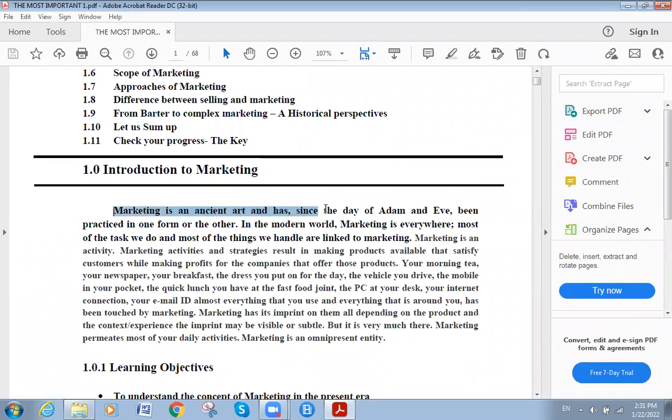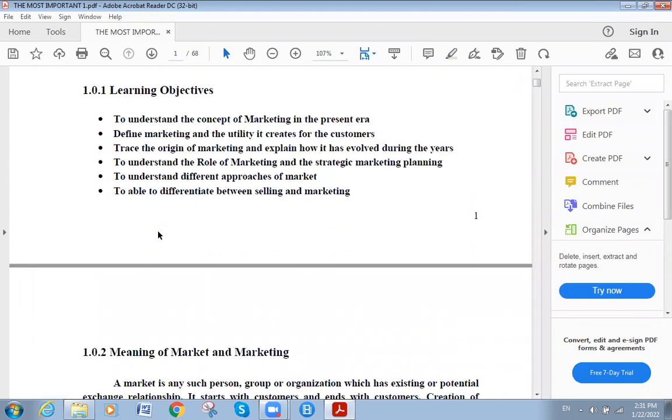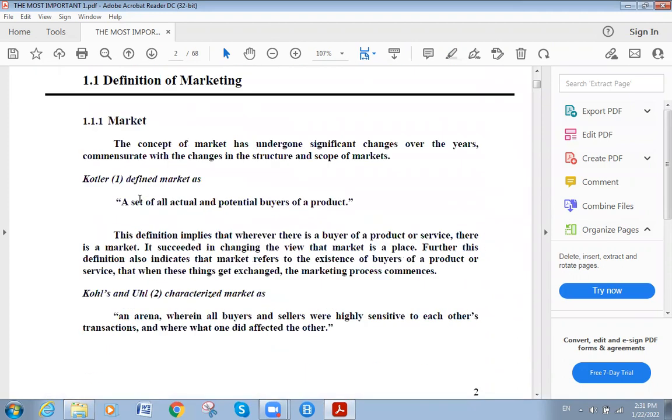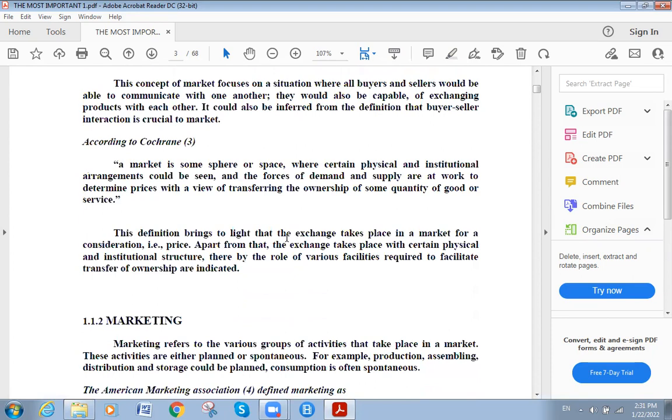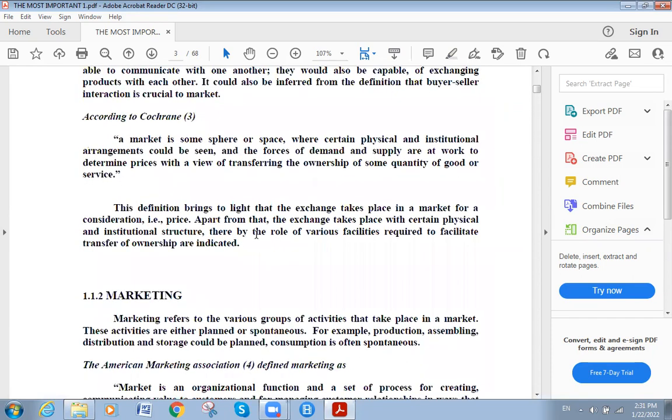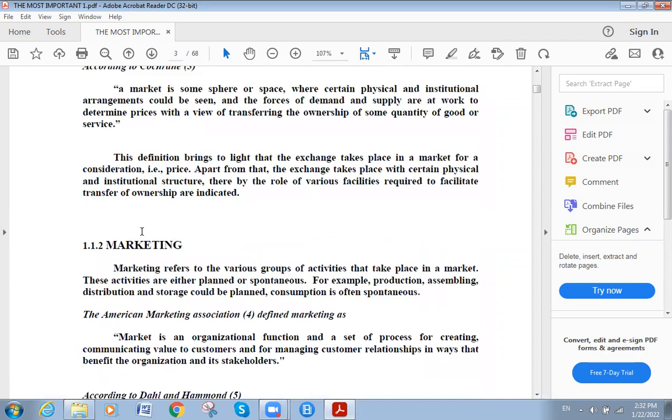It was a very old activity. Marketing means to satisfy the needs and wants of the people through a process of exchange. Like we see here, Kotler has a definition of the market: it is a set of all actual and potential buyers of a product. And also, let me go to another definition, which is about the market itself, not about marketing.